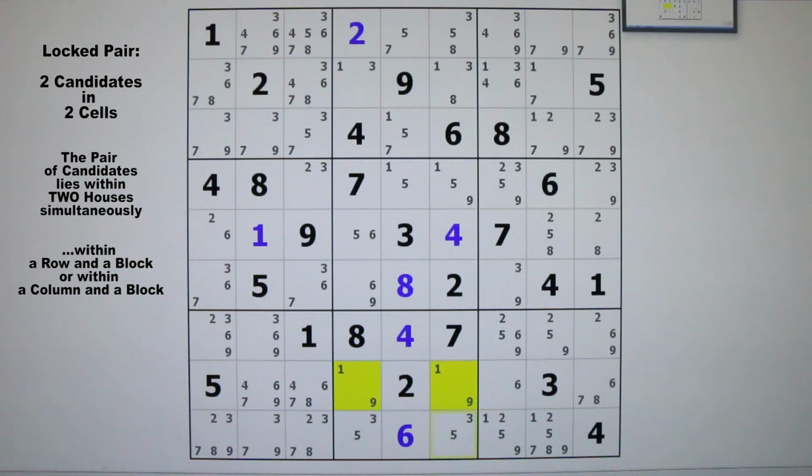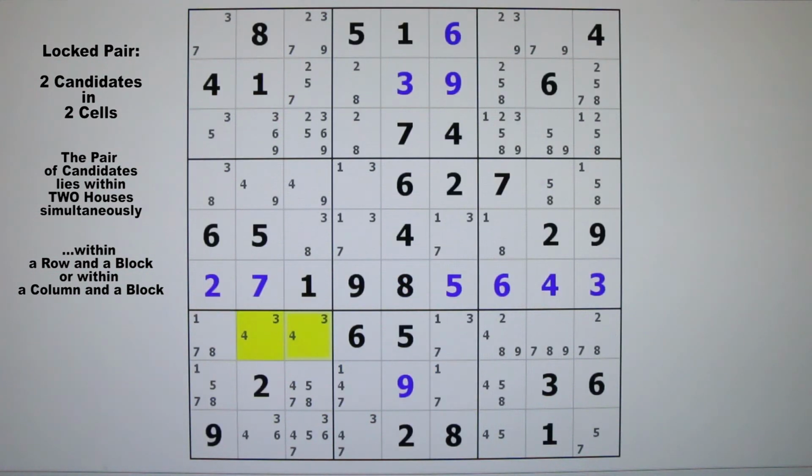Okay? Next one, we have a 4 and a 3, a 4 and a 3 in row 7 and block 7. So going down the row, there's only 1, 3, and 1, 4. And the block, there's a 4, and a 3, and a 4, and a 3.